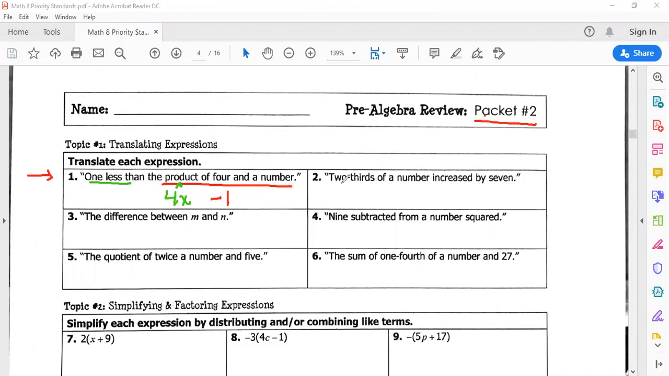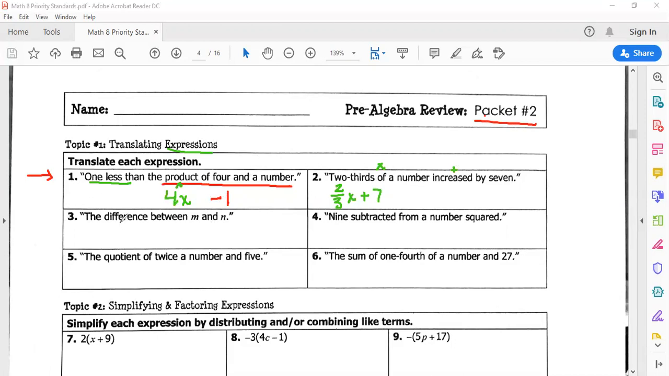All right, so it says 2/3 of a number. That means 2/3 times a number increased, which is plus, by 7. So we're going to have 2/3 x, doesn't matter what variable you use, plus 7, okay? Please note, these are just expressions, which means they don't have an equal sign there, okay? An equation has an equal sign, an expression does not.